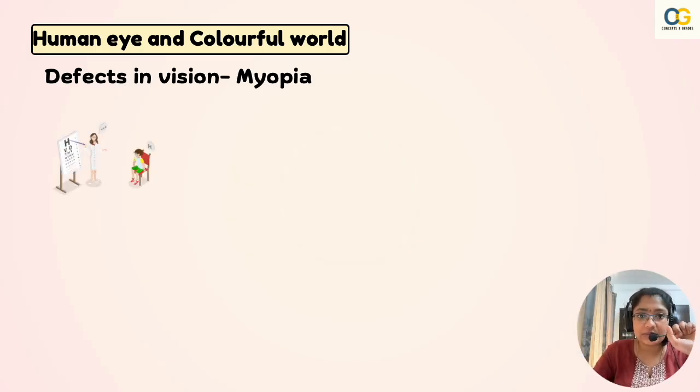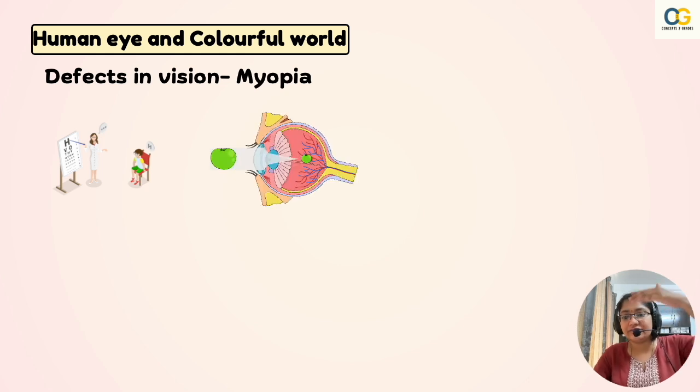So what happens in myopia, which is what I also have, is that you cannot see far away objects. You cannot see objects which are far away. That is why it is called nearsightedness. And the image is generally formed in front of the retina.